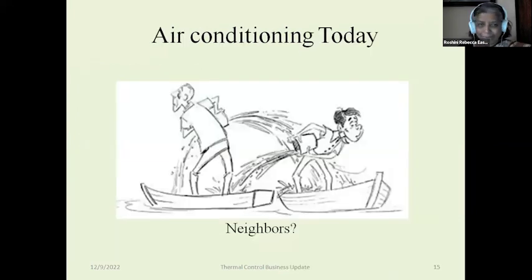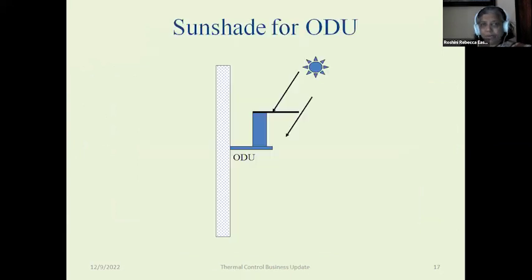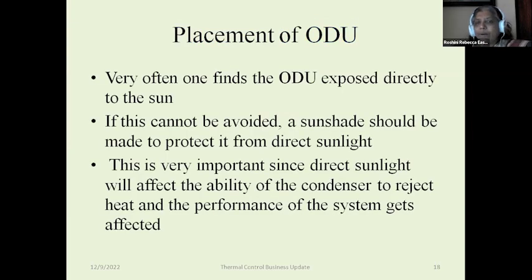So this is a lighter look at air conditioning today. I throw out something into my neighbor's environment. So you can see here, every air conditioner is blowing hot air out, and therefore the effect of microclimate comes in and the performance of the system will be affected. Now, this is a very common thing. You will find that the outdoor unit of split air conditioners is just kept there in the open, to the sun and rain and whatnot. And you know that if there is sun on the ODU, obviously your heat transfer is getting affected, and a simple thing like a sunshade would have done the job. But these things are never found.